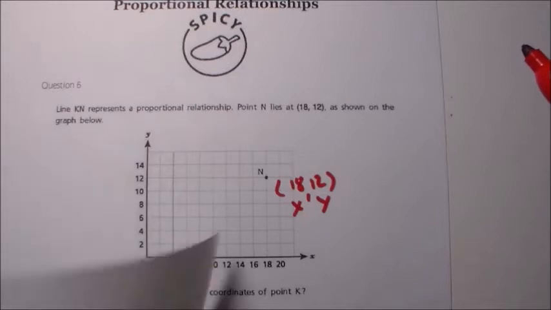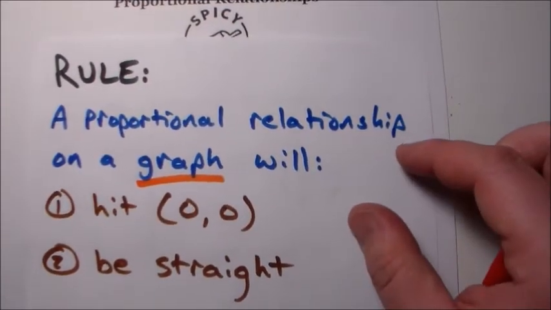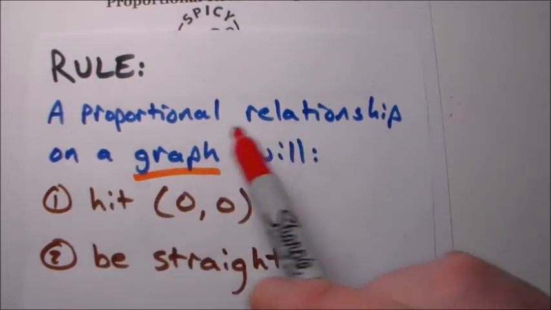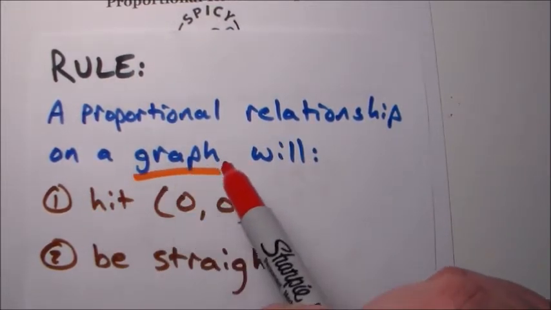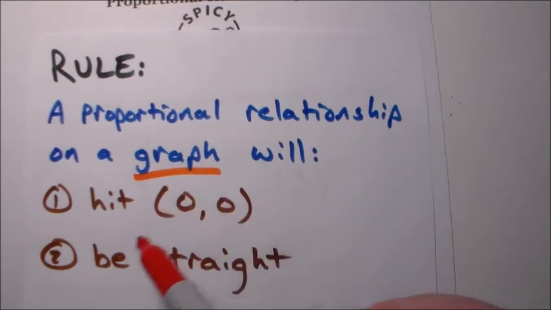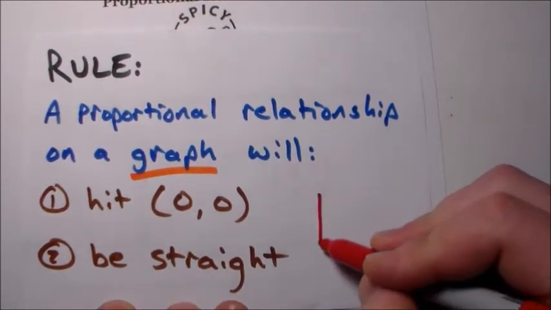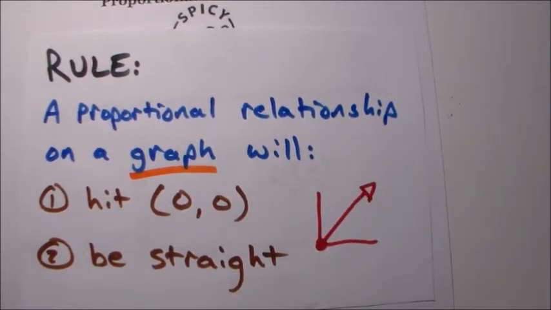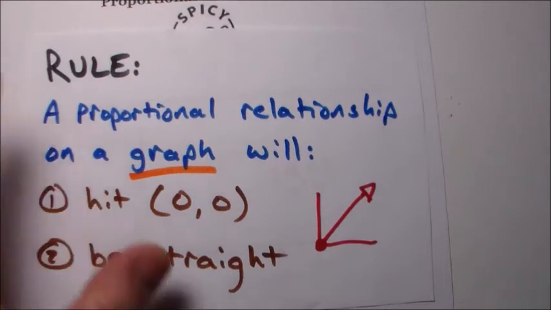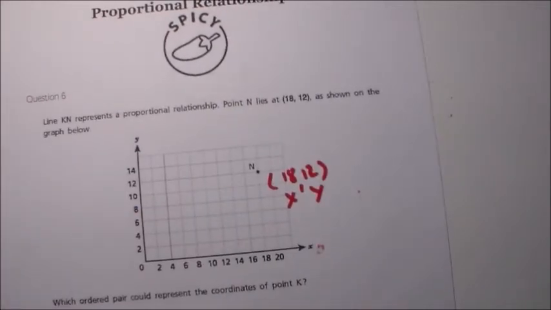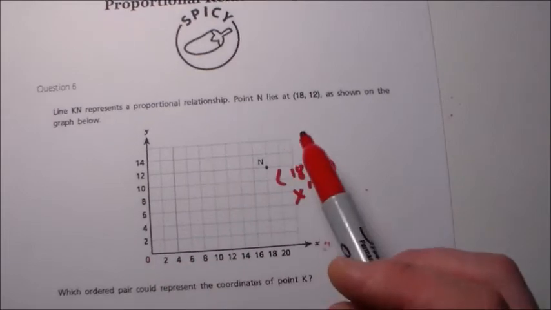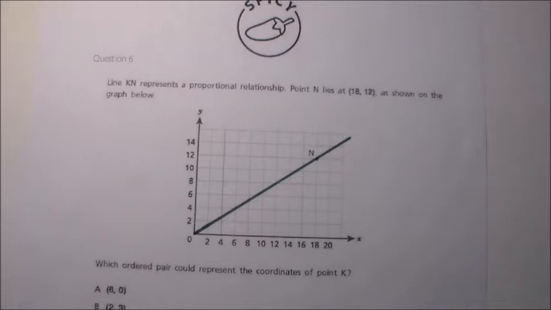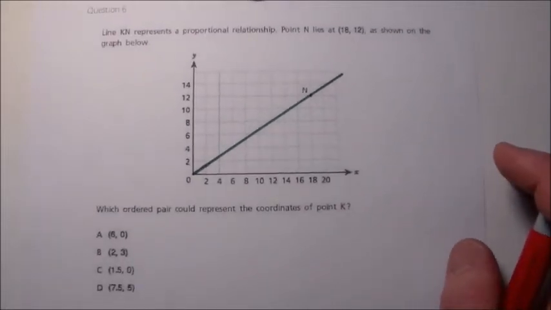So we have to remember a rule, and here it is. I've said it a couple times, but now it's a good time to write it down and never forget it if you haven't already. A proportional relationship on a graph, not a chart, but a graph, will hit 0, 0 and be straight. So that means the line has to hit 0, 0 and be straight. So let's just draw that line in. Let's draw a line in that hits 0, 0 and is straight. And it goes through point N.